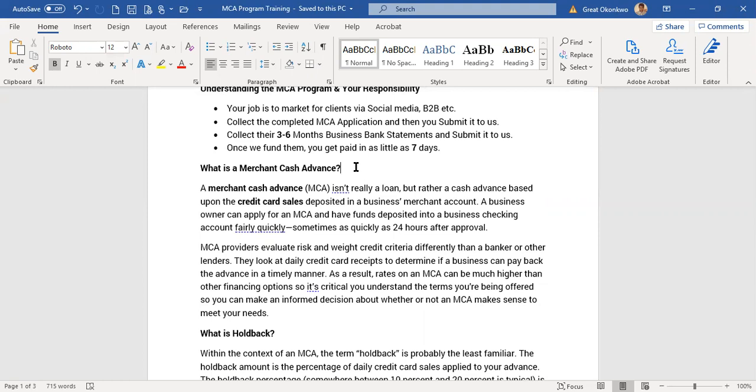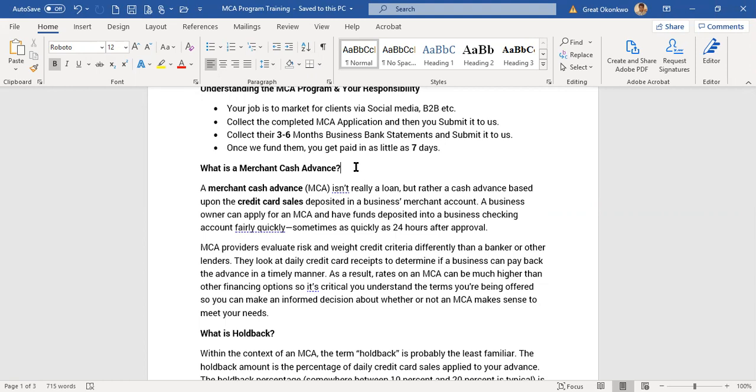Let's say a restaurant is making $1,000 a day and they want $100,000, for example. The MCA lender will give them $100,000 with a promise for them to pay back, let's say, $300 a day until the $100,000 is paid off. So that's how MCA works.